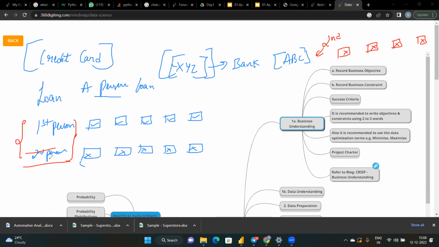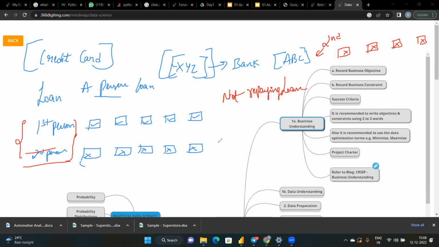As a data scientist, guys, you will record the business objective. What is the business objective here? We have credit card loan payment, not repaying loan. You can take it like this: not repaying loan. Okay. What is the business constraint?